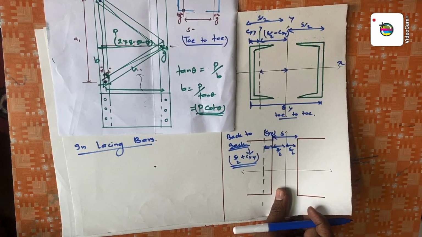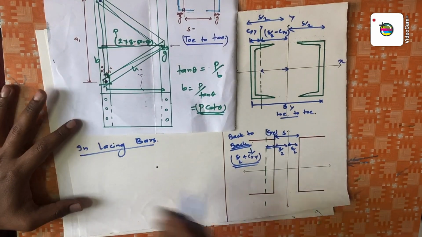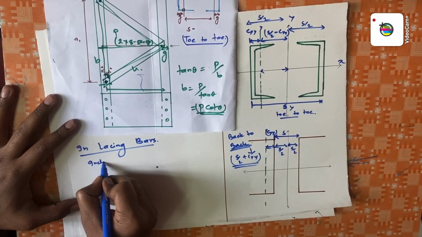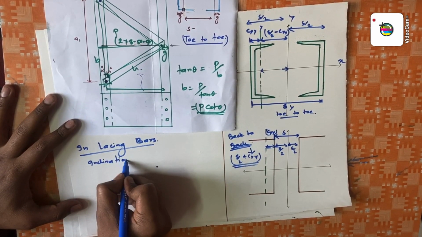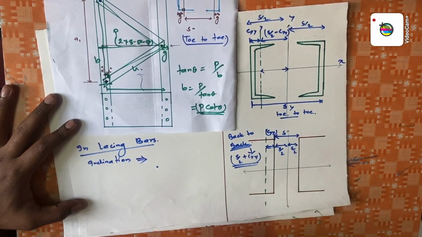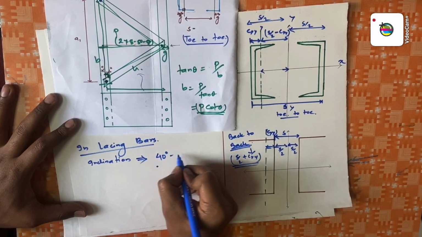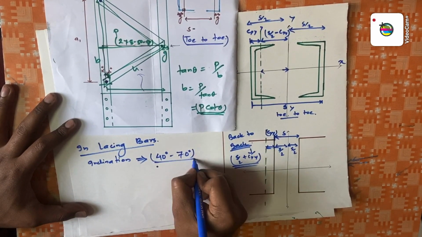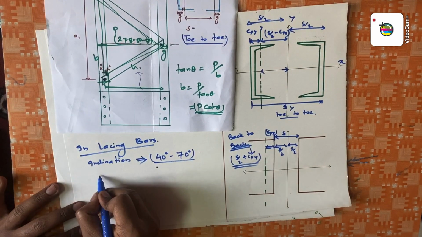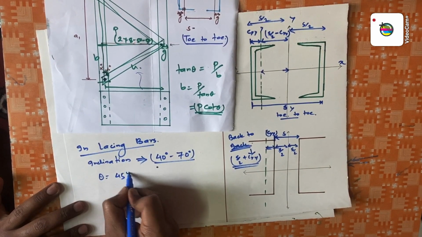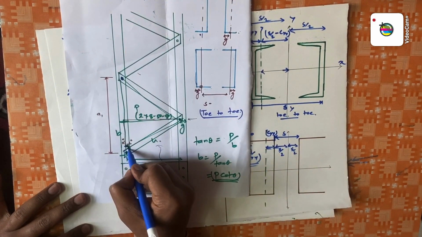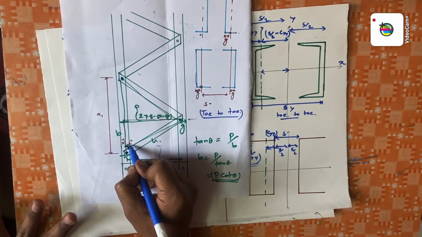So in lacing bar, the first most important thing, you have to decide the inclination of the lacing bar. So inclination can be from 40 degree to 70 degree. I normally prefer theta as 45 degree. You can see here, I normally prefer it as 45 degree.